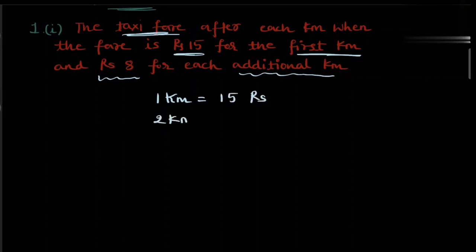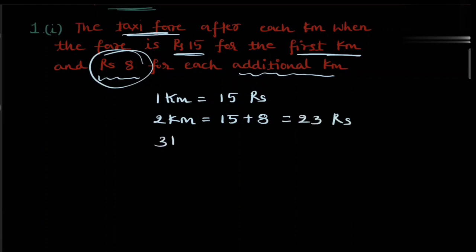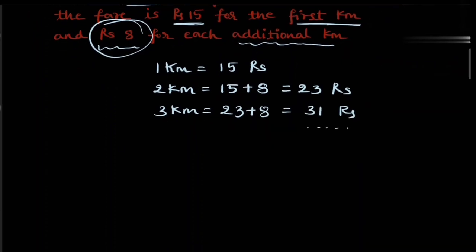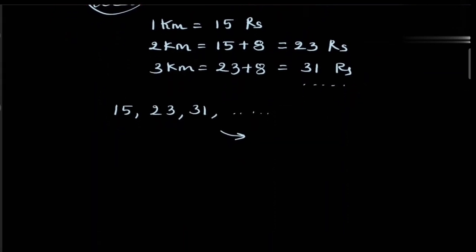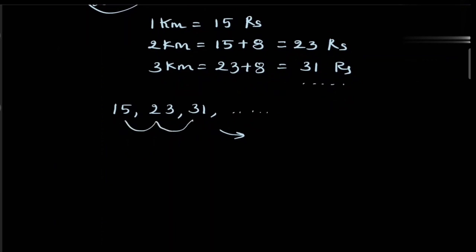For 2 kilometers, 15 plus 8, because there is an increase of 8 rupees for each additional kilometer. So that 15 plus 8 becomes 23 rupees. For 3 kilometers, 23 plus 8, it becomes 31 rupees. And so on we continue the process. We got the sequence 15, 23, 31, and so on. So this forms an AP because the common difference between them is constant. Therefore, this situation or this sequence forms an AP.